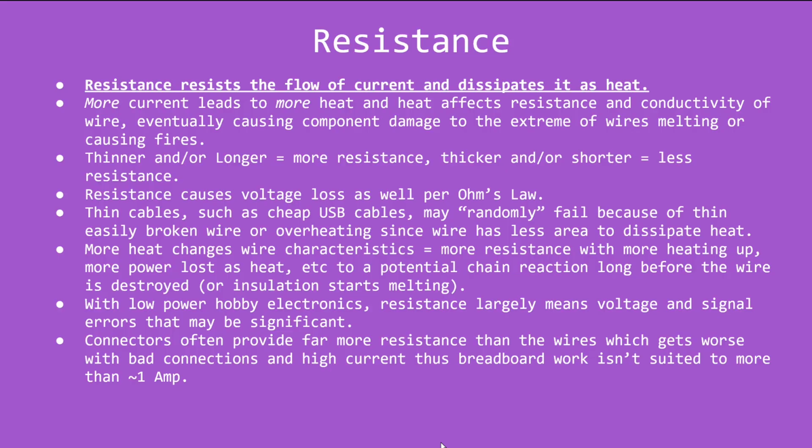You may see an issue in practice with a USB cable suddenly breaking, because either the wire is so thin that it breaks or overheating causes it to break, since there's so much less area to dissipate the heat. When it comes to low power hobby electronics, that resistance largely means voltage or signal errors, and in some cases that actually may be pretty significant. Keep in mind, though, that the connectors and the breadboards themselves actually provide a lot more resistance than the wire itself. So those tend to be the problem with resistance and conductors versus the wire. This is also why breadboards aren't suited for work when it gets to high current or high frequency.